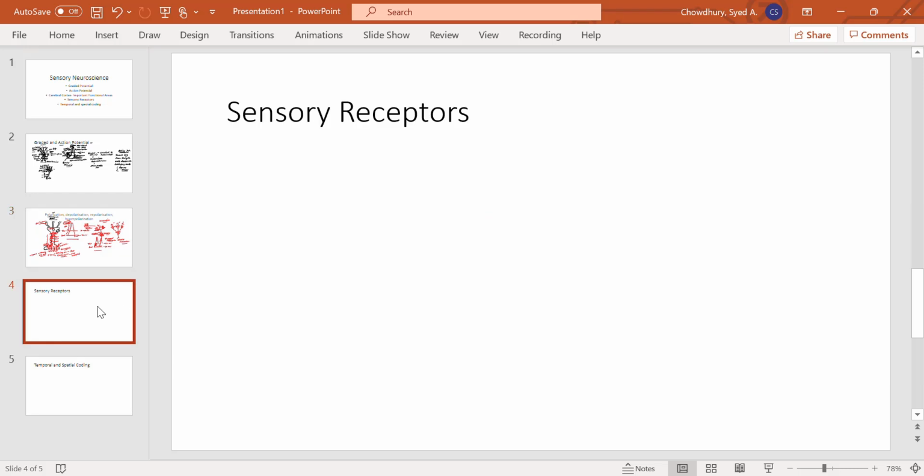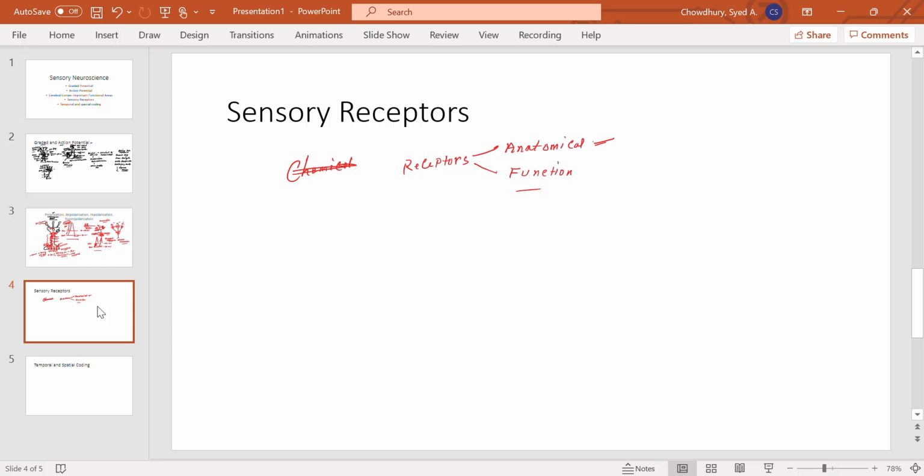Okay, now I'll talk about the sensory receptors. Sensory receptors can be classified in two ways: chemical, two ways, anatomical, that means structural, and functional. Okay, anatomical is based on the structure.